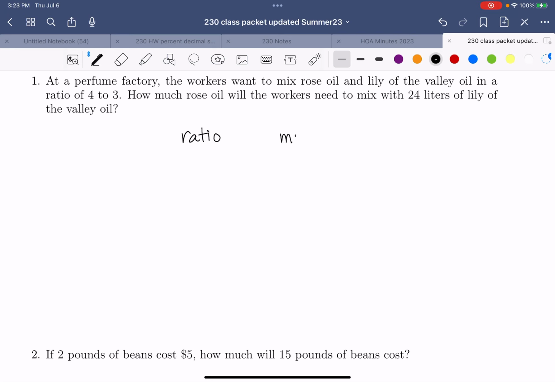So what I'm putting in the mix is what my other label is going to be. And typically those top two are the trickier ones to get. Sometimes they're kind of generic, and that's okay as long as you understand the difference. Okay. And then I've got my rose oil and my lily oil. And so then I can start filling things in, right? My 4 and 3 go under the ratio, the 24 liters. You could also go with liters up here instead of mix.